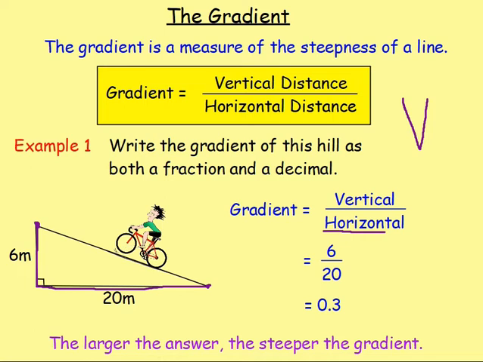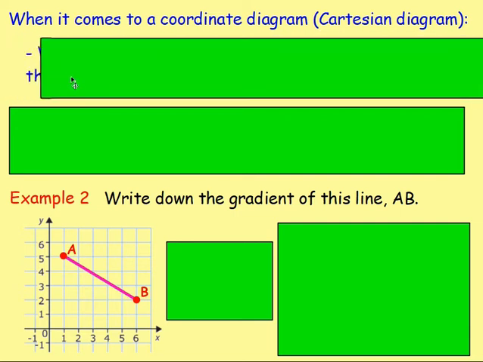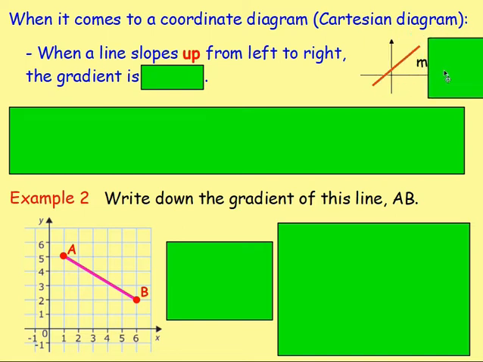After that, in National 4, what we then went on to do was to look at what happens when you get a coordinate diagram, also known as a Cartesian diagram. So something like this here. You've got your x-axis, you've got your y-axis, and you've got these different numbers here, which you can use for different coordinates.